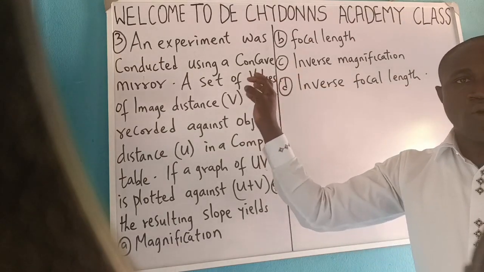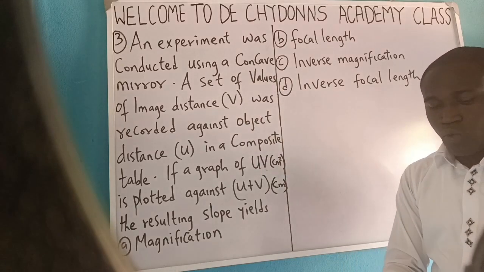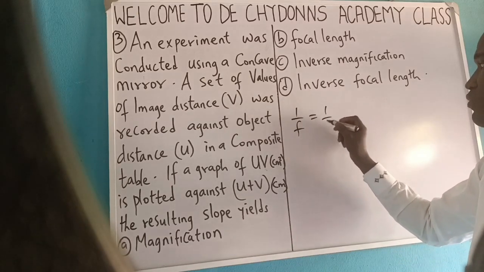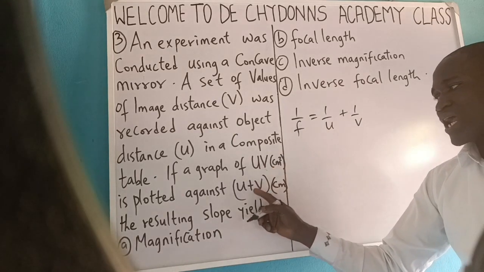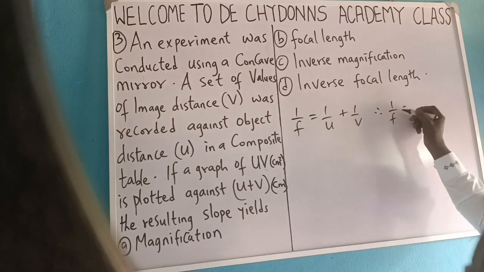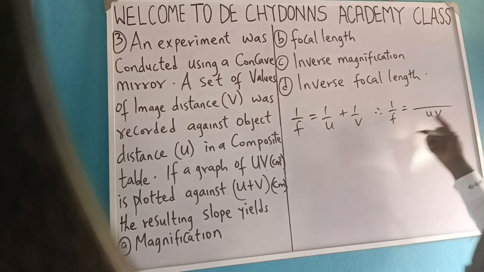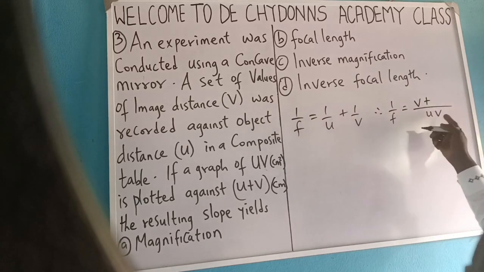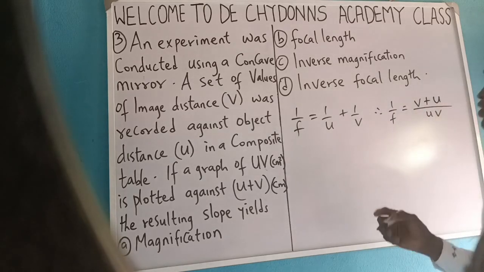Ask yourself, from what experiment? Concave mirror experiment. Yes. What formula do we know in that experiment? 1 over f equals 1 over u plus 1 over v. Ask yourself, how can I get this graph that is being plotted? Okay, let me look for the LCM. The LCM of this is uv. u divides uv, times v, plus v divides uv, times u. We have gotten the slope.